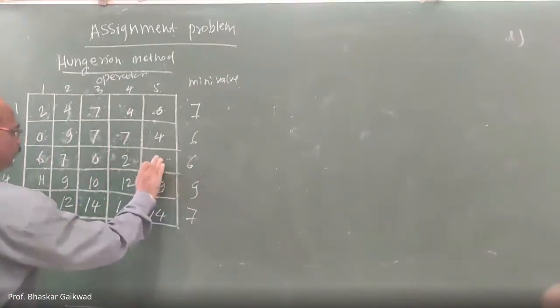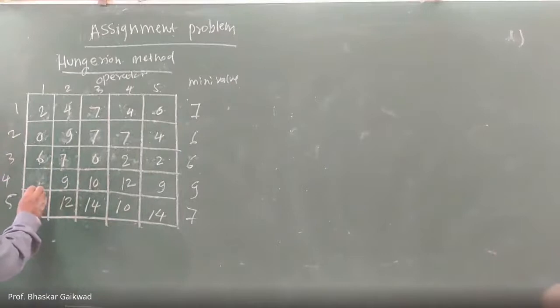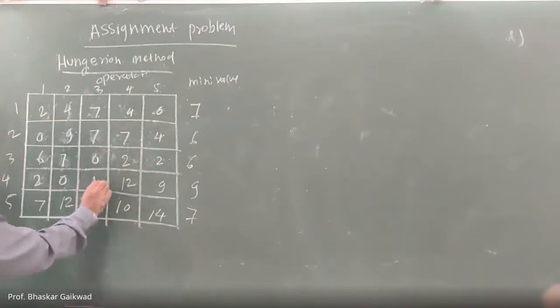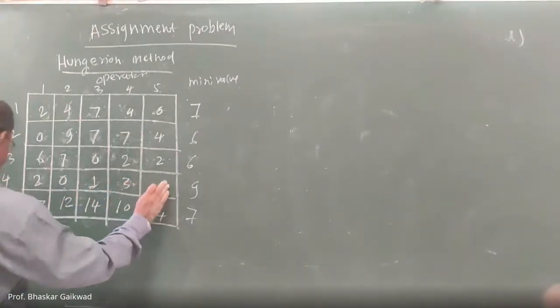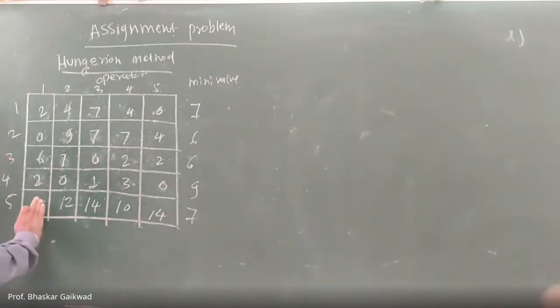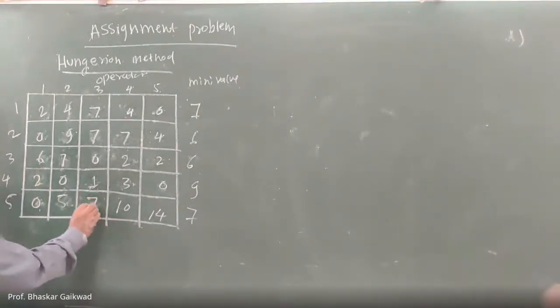8 minus 6, 2. Then 11 minus 9, 2. Then 9 minus 0. 8 minus 1. Here it is 3. And 9 minus 1 is 0. Then next 7 minus 1, 0. Next 5. Then 7.